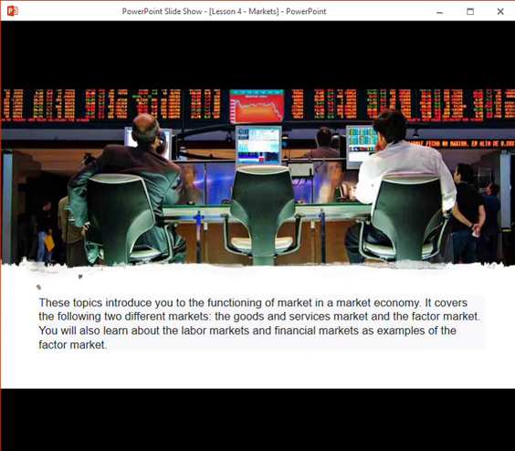Okay, so in this topic we're going to specifically look at how a market functions. How does it work? There's two different types of markets that we normally look at. The first one is a goods market or a product market, and the second one is a service.